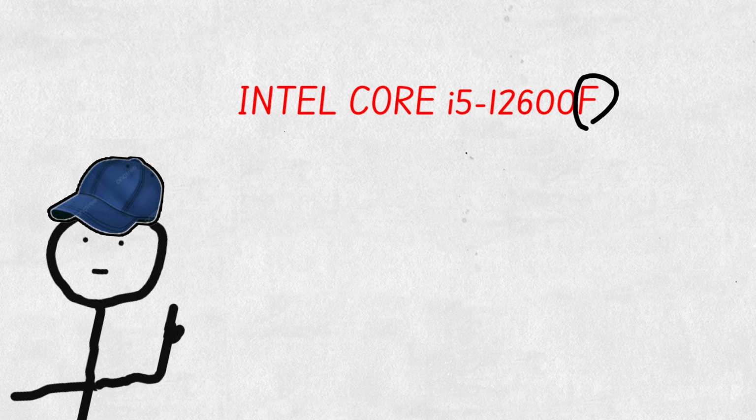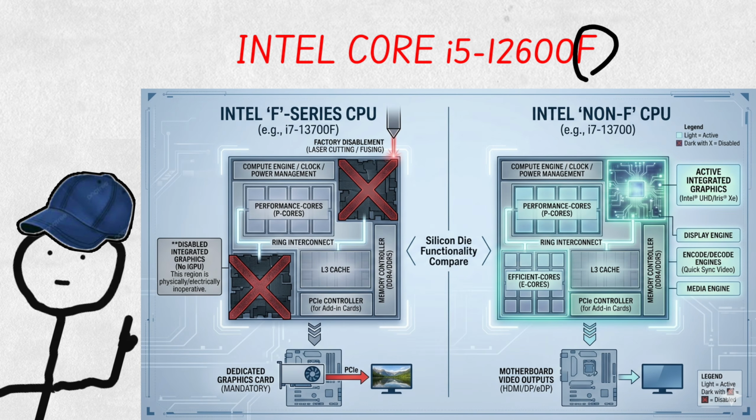F means no integrated graphics. The chip has no built-in GPU. Cheaper than the equivalent chip with graphics, but you must have a dedicated graphics card installed.